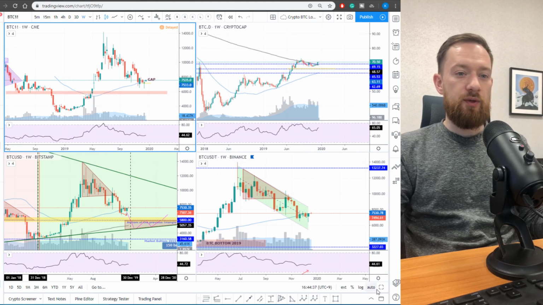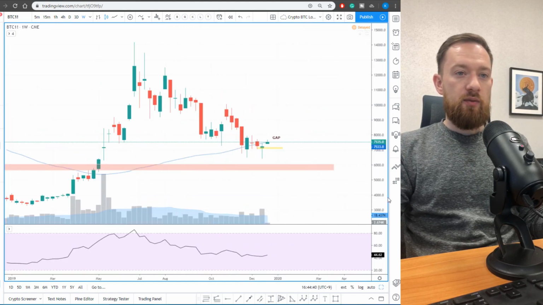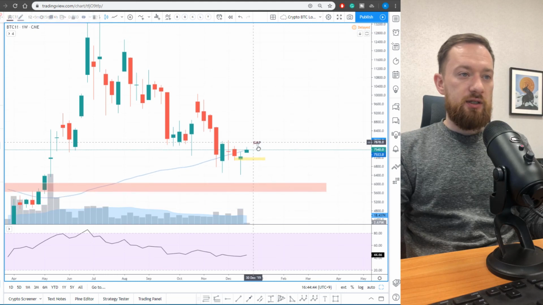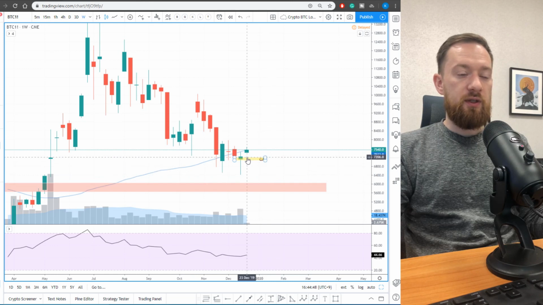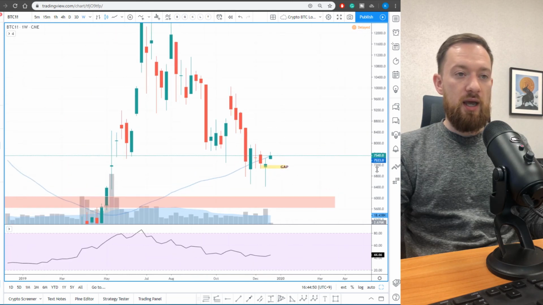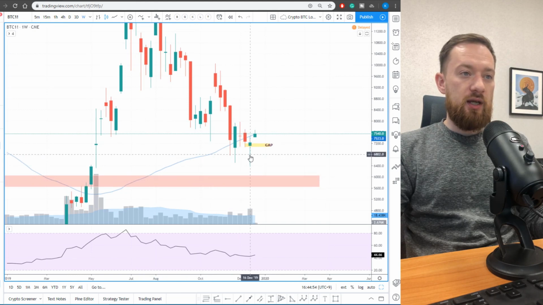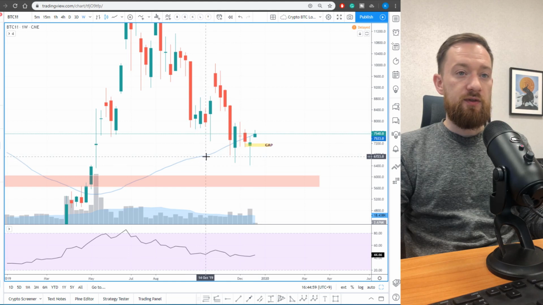So let's start from the futures. We're starting from the weekly time frame as usual. What you can see here is that this yellow mark was our previous gap that we actually filled during the previous week as we predicted. At the same time, the last week moved towards the 50 MA, and this 50 MA acted as a resistance.